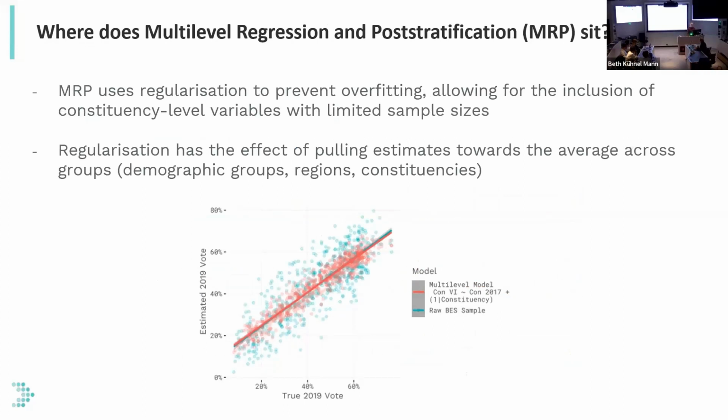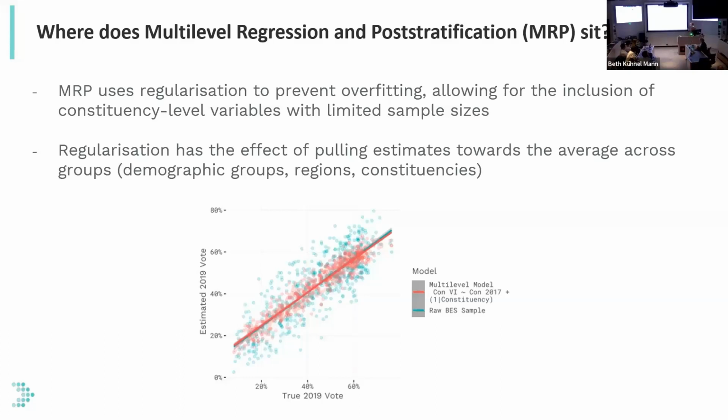So where does MRP come into this? I think a lot of people view MRP as an alternative to uniform swing and proportional swing. What it does is uses large sample surveys to estimate voting intention at the constituency level. It's had some big successes, but you know, I don't think it's necessarily a silver bullet.